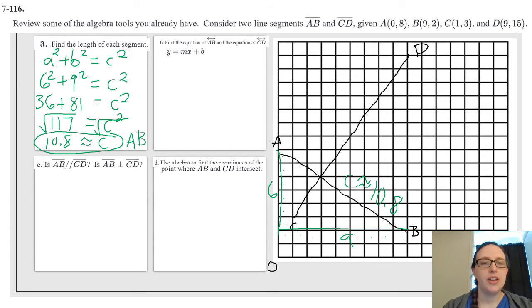All right, and then finding the equation of each of these lines is going to help us figure out if they're parallel or perpendicular to each other, which is the question in part C. Obviously, we can say that they're not parallel to each other. Parallel lines would be never touching. These 2 lines intersect, so they cannot be parallel, but they could be perpendicular. We just need to see if the slopes are opposite reciprocal.